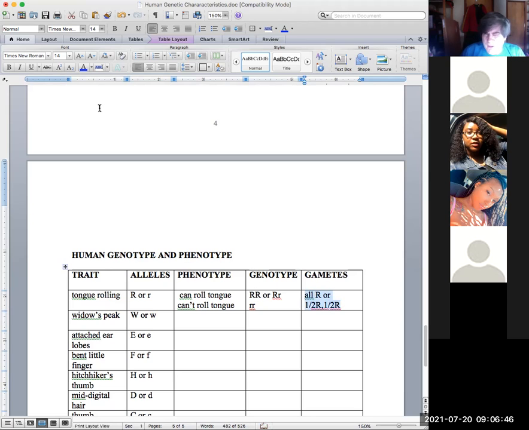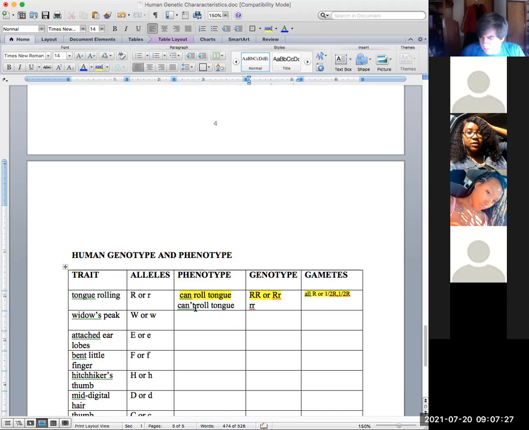Let's make our font smaller here. I want to keep everything on the same line if it's related. So if you can roll your tongue, you should have this entire first line written down. So your phenotype, you can roll your tongue. Your genotype, big R, big R or big R, little r. And then your gametes, either all big R, if you were big R, big R, or half big R, half little r, if you were big R, little r.